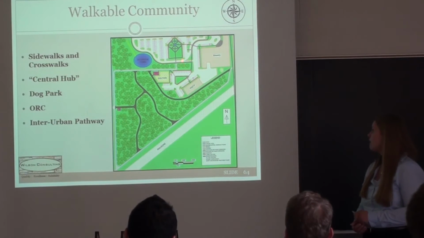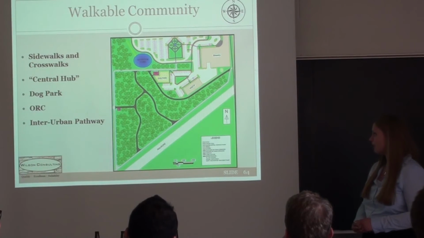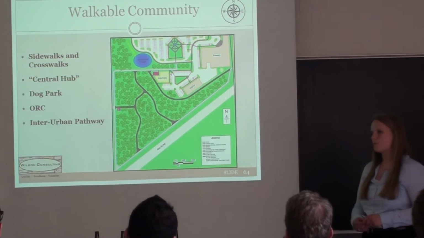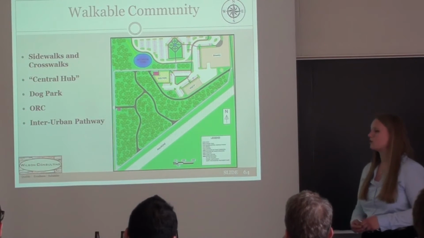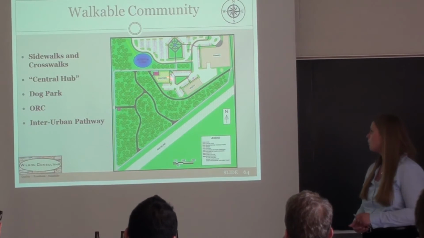And the central hub has sidewalks surrounded by it too, and as Matt had kind of mentioned, that does connect to the southern parking area, or the southern lot of the site, that has the dog park, the off-road corridors, and then the inter-urban pathway. And these corridors are meant to be a shared use path, so that way you can use it for rollerblading, for walking, for strollers, for bicycles, skateboarding, whatever you may wish.